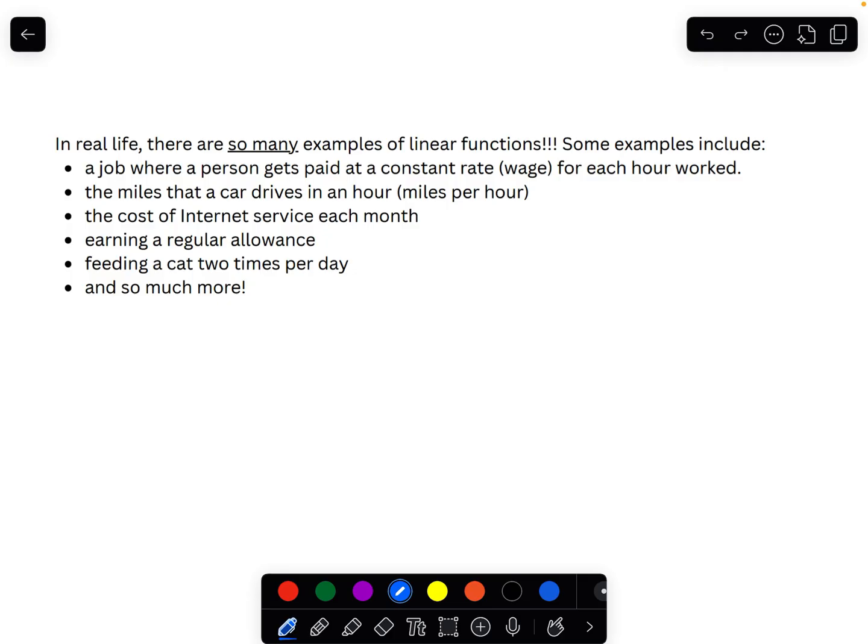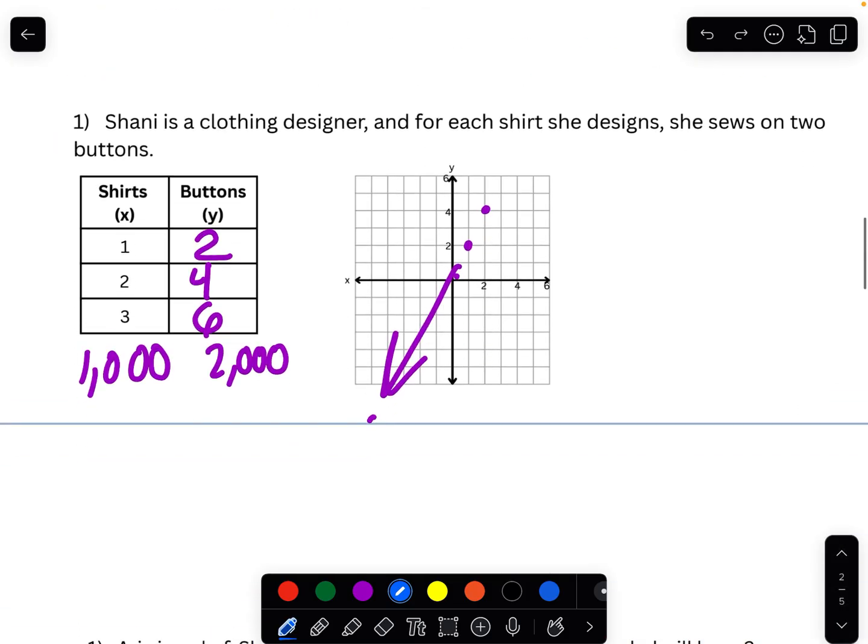So when you want to think about it in terms of X and Y, the cost depends on the number of months. So cost is Y, months is X. Earning a regular allowance. Some kids are lucky enough to earn an allowance, and it could be by week or by month. I am a cat mom, so I have cats and generally feed them twice a day. Some people do more, some people do less, and so much more.